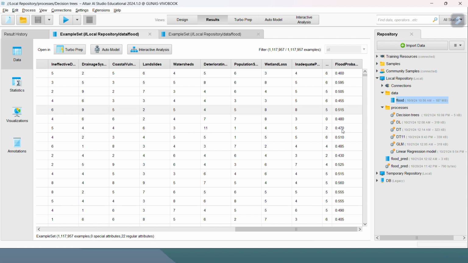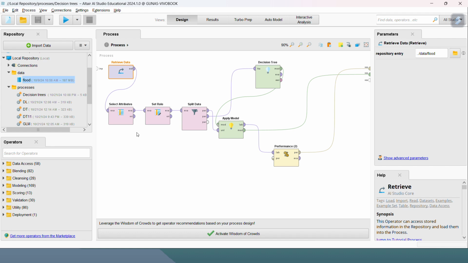So this probability is in the range of 0 to 1. 0 means that no flood is being predicted, and flood probability being 1 is the probability of maximum, that is the flood would be most probable. And so this flood probability is between 0 to 1, and we'll consider it in two ranges. 0 to 0.5 would be no flood, and 0.5 to 1 would be flood. So let's check out how I did in this model.